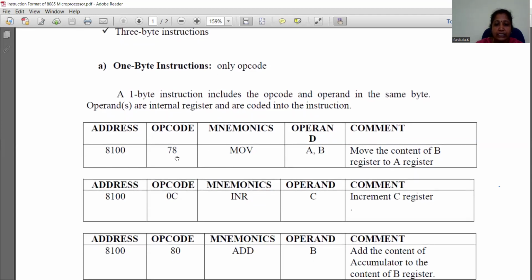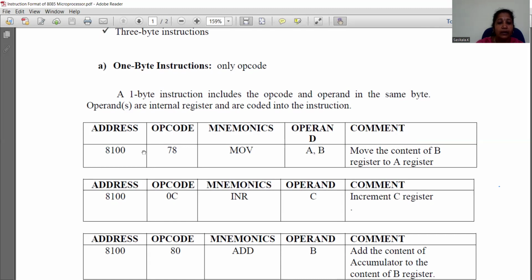For example, consider this instruction MOV A, B. Listen here, MOV A, B is the instruction and here A and B are the operands. The meaning of MOV A, B is that the content of B is moved to A. So this is a single byte or 1-byte instruction because in 8085 we have an opcode sheet. In that opcode sheet, the opcode of MOV A, B is 78. So this instruction consists of only the opcode.